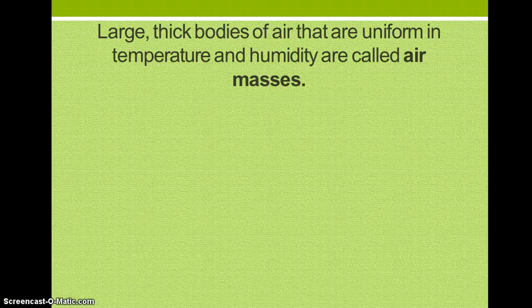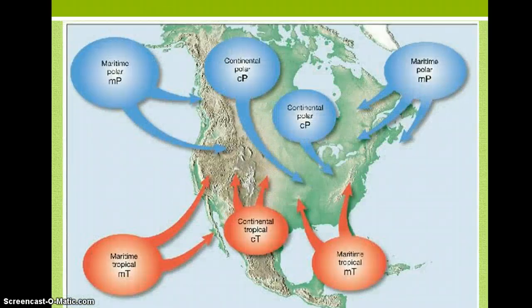Large, thick bodies of air that are uniform or the same throughout in temperature and humidity are called air masses. There are 7 different air masses that affect the United States. The one flowing up from the Gulf of Mexico is called maritime tropical, and the code that meteorologists use is lowercase m, capital T. Let's just look at the names of the other air masses. Also note the codes that are used. You might come back to this as we talk about what each of these names mean.